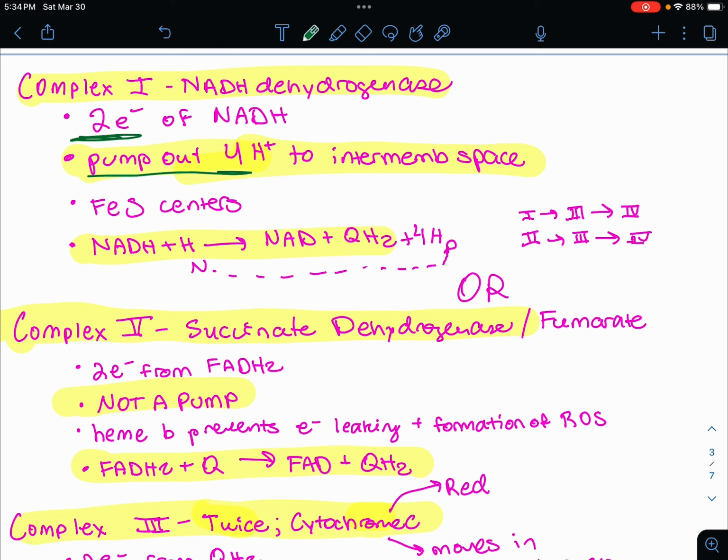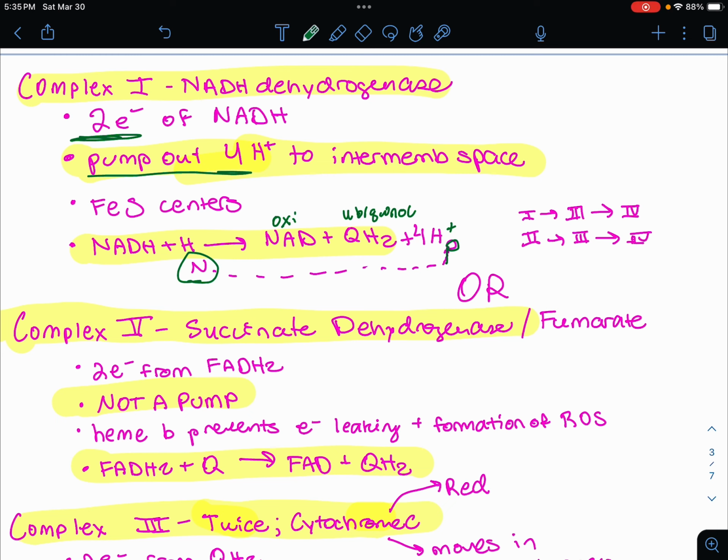So what happens here, we have NADH plus H. This is in the negative area, the matrix, all right? And then it's going to go through complex 1. And then we're going to get NAD. This is oxidized. Oxidized form is NAD. And then we're going to get this QH2, so it's not ubiquinone anymore. This is ubiquinol. And 4 protons are going to go out into the intermembrane space, so plus 4 H pluses. We put a positive over there because, again, the intermembrane space is positive, the matrix of the mitochondria is negative.